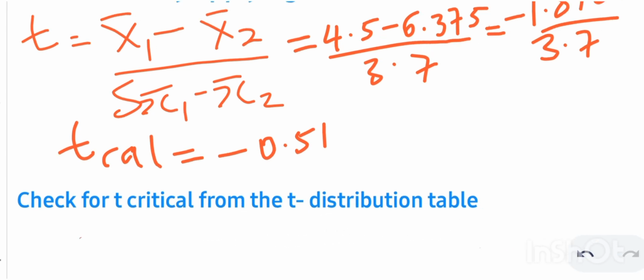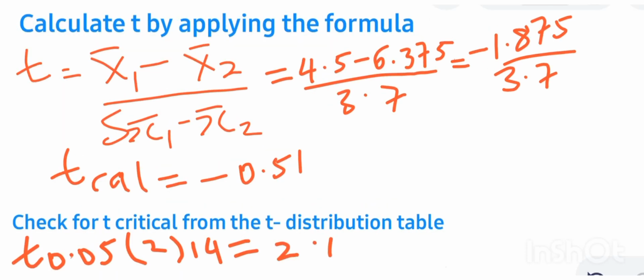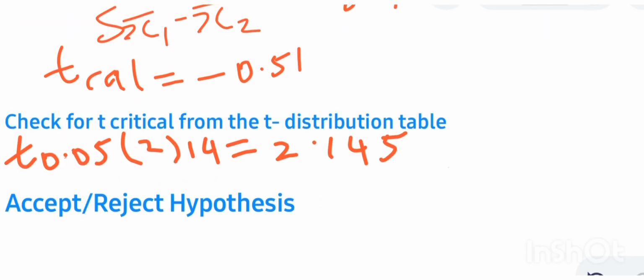Next, check for t critical from the t distribution table, and that takes us to our t distribution table. Here we're expected to look out for t at 0.05. Of course, we're talking about a two-sample unpaired t-test and degree of freedom 14 by our calculation. Let's trace that two-tailed test here, looking at 0.05, degree of freedom 14. Of course, here is 14. So our t value is 2.145. So we report 2.145.